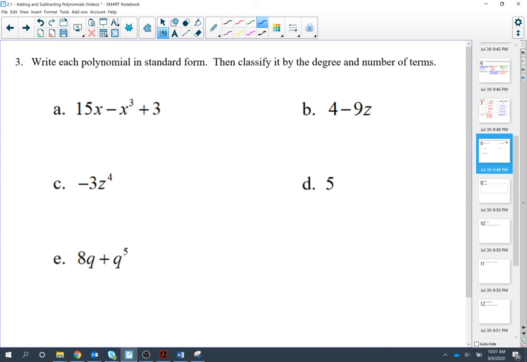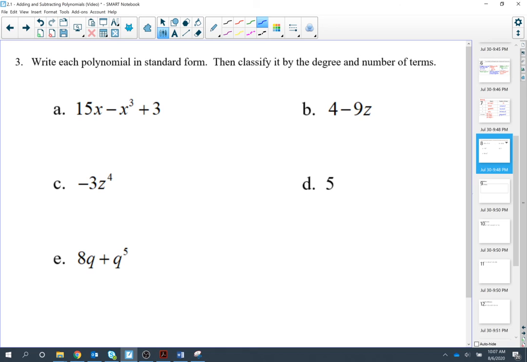Okay, now we're going to look at our examples. Write each polynomial in standard form, then classify it by the degree and number of terms. So letter A, we have to write it in standard form. Now, standard form means you take your biggest exponent and you write it first, and then your next biggest, and then your next biggest, etc.